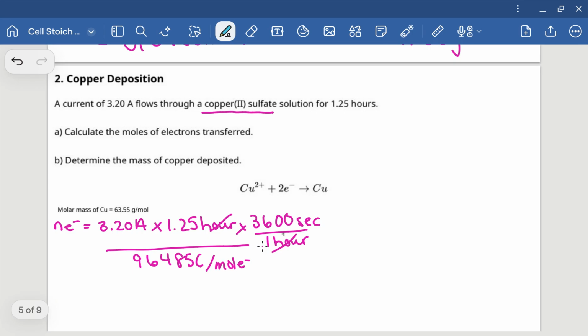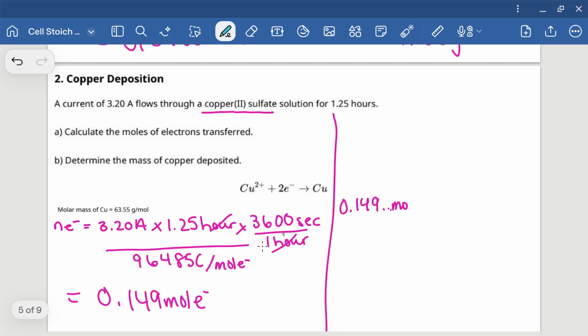We do all this work, plug it into your calculator, and you'll find that it is 0.149 moles of electrons. Same as our other question, don't round too early, so keep that value in your calculator, your moles of electrons, and multiply by your mole ratio, because the second part is finding the mass of copper. So we need to get to mass of copper. We have a 2-to-1 ratio, so 1 mole of copper for 2 moles of electrons.